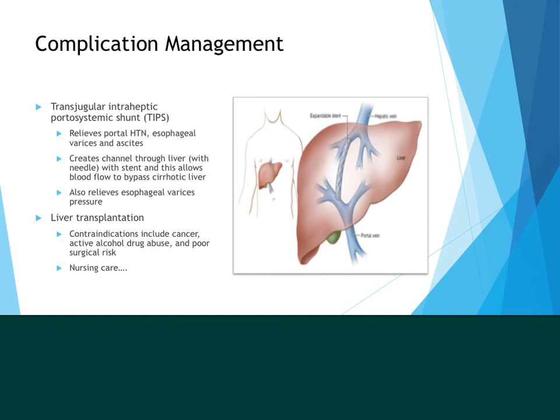And then the last thing would be a liver transplant, and a liver transplant is only done for people who have cirrhosis due to certain issues. So for instance, if someone has liver cancer, then obviously they're not going to get a liver transplant. Someone who is actively abusing alcohol and has a cirrhotic liver obviously is not going to get a liver transplant.